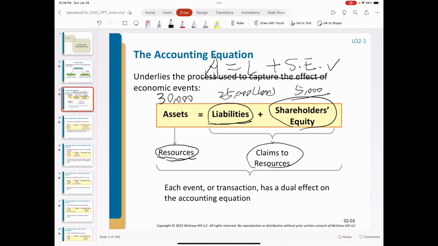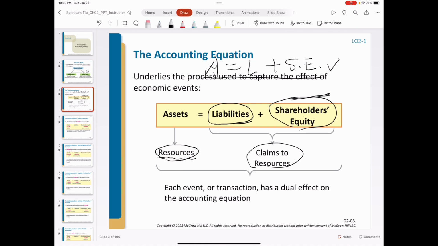So this is the equation. For the total $30,000 of assets, you as the owner only have a $5,000 claim, while the bank, your creditor, your lender, has a $25,000 claim to the car. So that's why before you pay off your loan, you will not receive the title of the car. So that's an example of the accounting equation. Any resources are basically provided by either creditors or the owners.